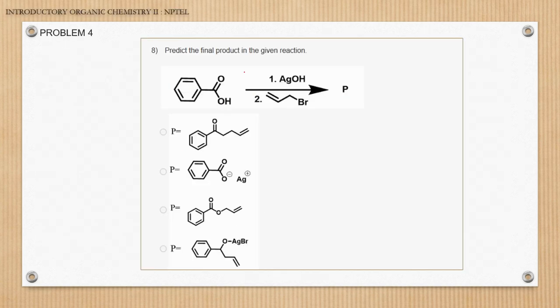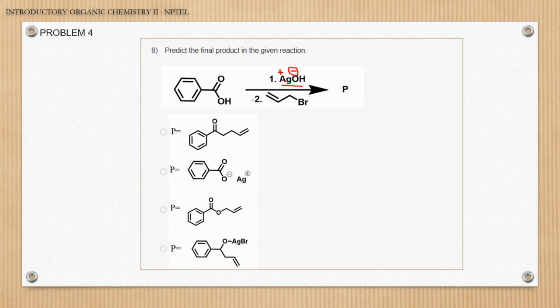So in problem number 4, you have to predict the final product in the given reaction. There are two steps in the reaction. First of all, your acid is reacting with silver hydroxide. So can anyone tell me, is silver hydroxide a base or acid? Base. Yeah, so silver hydroxide is a base. So it will have an OH minus and Ag plus.